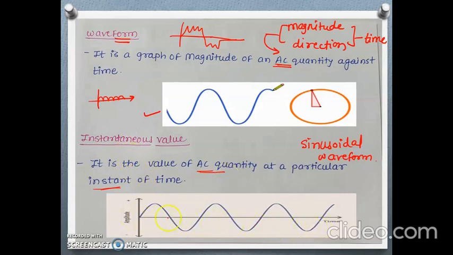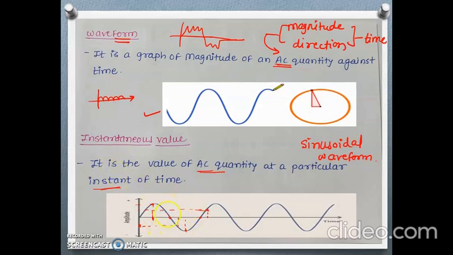Suppose this is the AC waveform, which is sinusoidal one, and this is the time axis, and this is the magnitude of this AC quantity with respect to time. Then at this instant, this will be the value. At this particular instant, the value is 0. At this instant, it is negative maximum. At this instant, again 0. At this instant, some positive value is there. Suppose at this instant, some corresponding negative value is there.